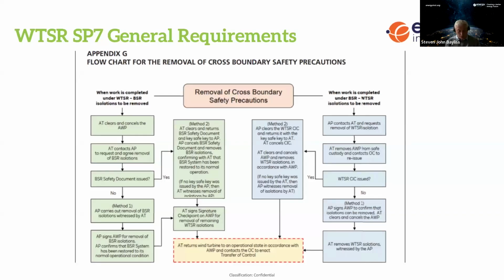And then we can finally go to the bottom there. The AT returns the wind turbine to operational state in accordance with the AWP and contacts the OC to enact a transfer of control. So they are the two flowcharts that are in the P7 document, that would be appendix F and appendix G. So Andrea, I don't know whether you can go on to the next slide. It's the final slide.